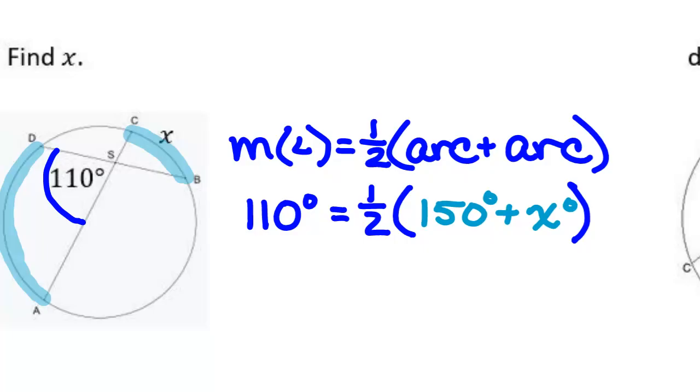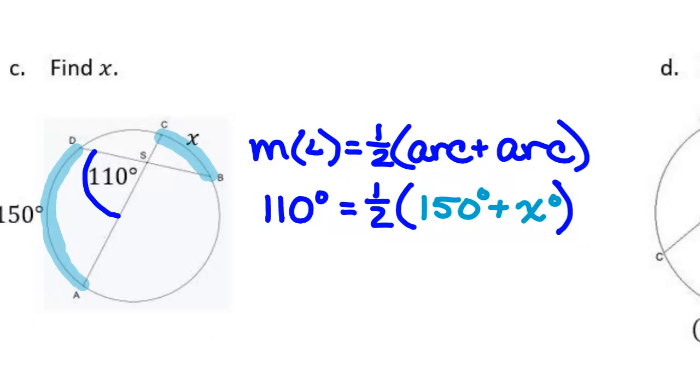And now we're going to solve this for X so that we can find the measurement of that arc. First thing I want to do is get rid of this fraction, get rid of this 1/2. What operation will get rid of fractions for me? Multiplication. And what part of the fraction do you multiply by? Denominator. What's in the denominator of this fraction? 2. So we're going to multiply both sides by 2. If you do it to one side, you do it to the other side.